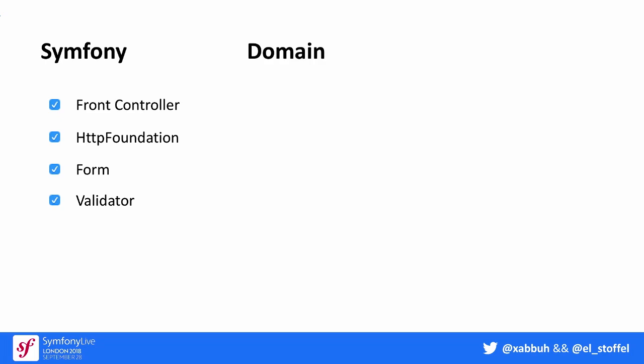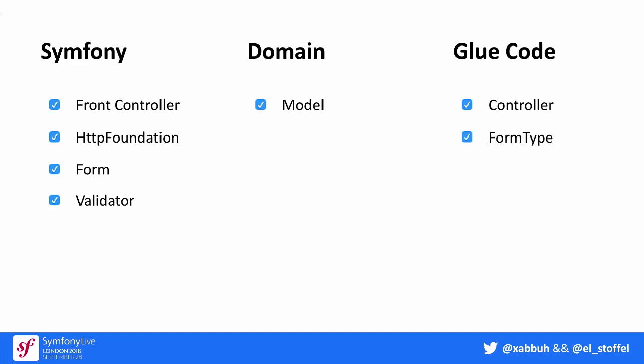Then we have our domain, which is the core business that we are dealing with, which is basically the product class and the category class in our example. And finally, we need to write some glue code. We need a controller which deals with consuming the request, passing it to the other layers of our application, so the form component and so on. And we need to write a form type, which is a class which tells the component how to map incoming request data to our data model.